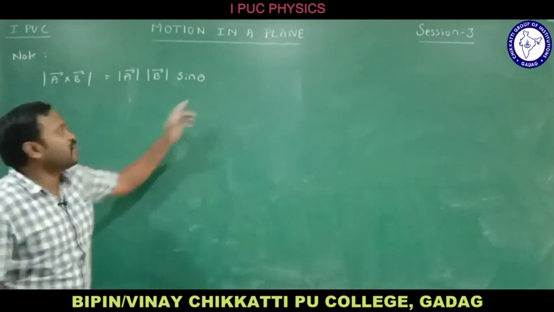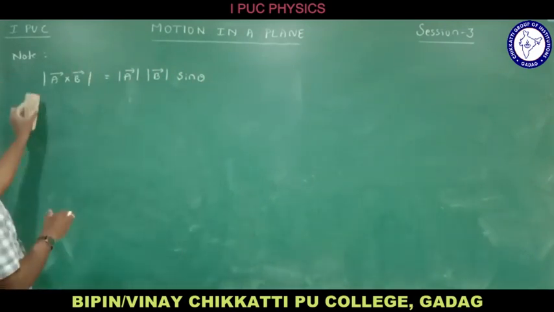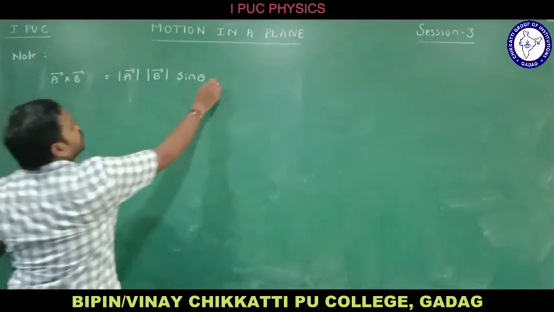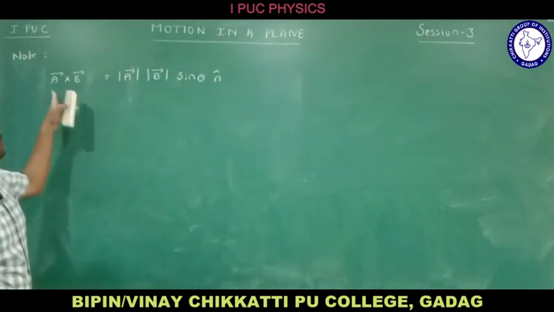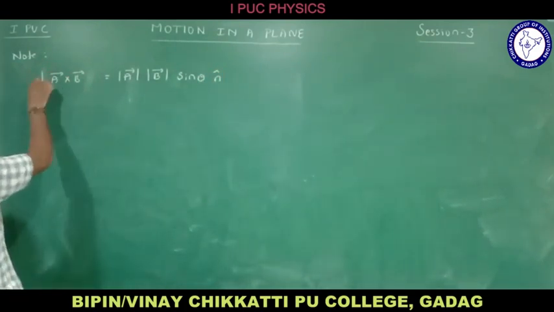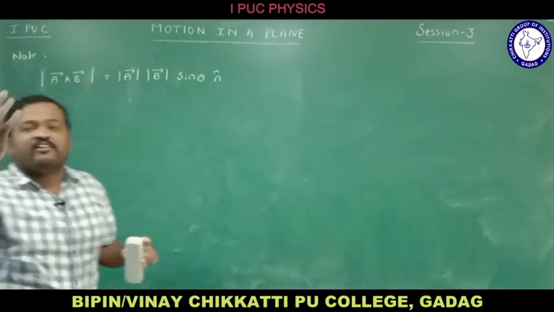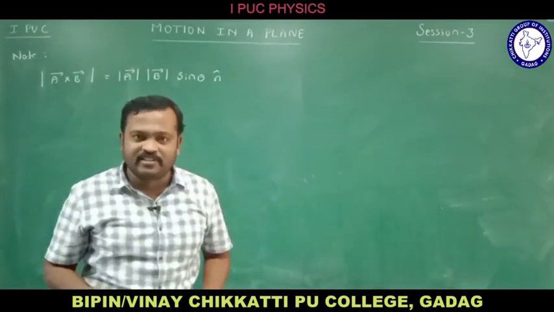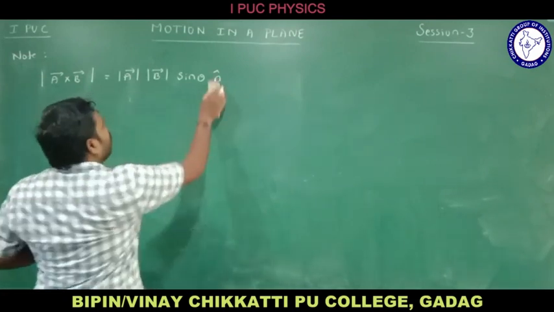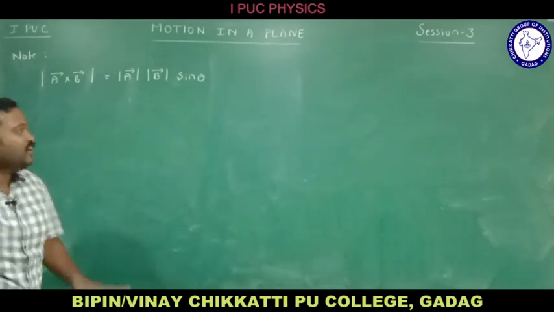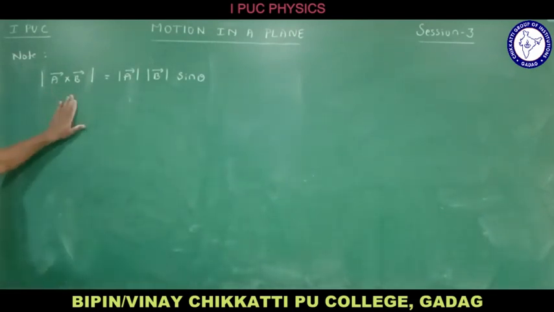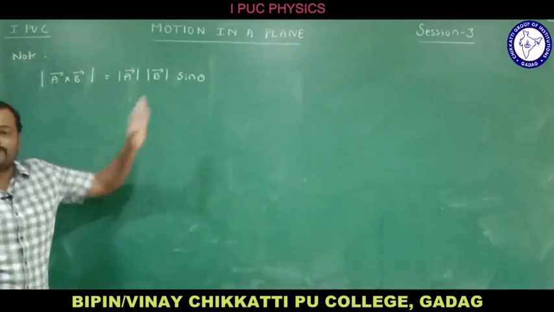Why am I not writing n cap? Because I took the magnitude. If I were writing it, I must write n cap because it is a vector quantity. I want the magnitude of this because I am calculating when it is maximum or minimum, which means I want the magnitude itself. I want the number. So I will not be writing this n cap. Okay, modulus of A cross B, that is magnitude of A cross B, is modulus of A, modulus of B, sin theta.